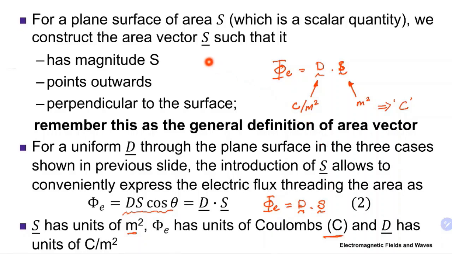Go back to our area vector. Our area vector has a magnitude of S. S is the area of the surface, and it points outwardly from the surface, perpendicular, normal to the surface. Okay, perpendicular to the surface. So this is the equation. Electric flux equals D dot S. Dot is a dot product.